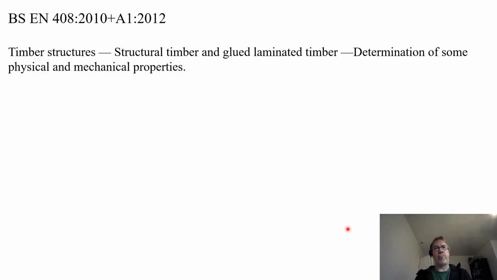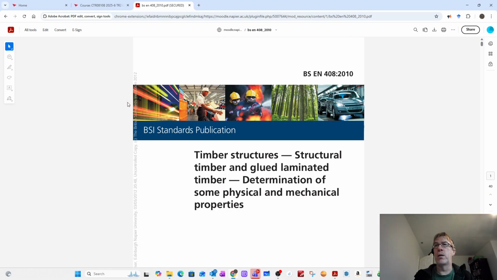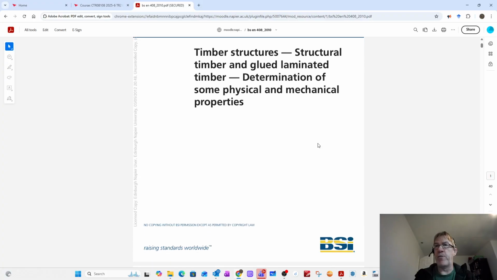So we're now going to look at BS EN 408. Do I have that open? I think I do actually. Let's have a look. Pause just now. So yes, BS EN 408, I have that here. This is the document. It's actually on Moodle for you. You'll find that on the Moodle page, and we'll come back to that in a minute or two.